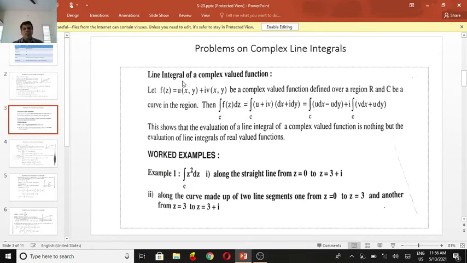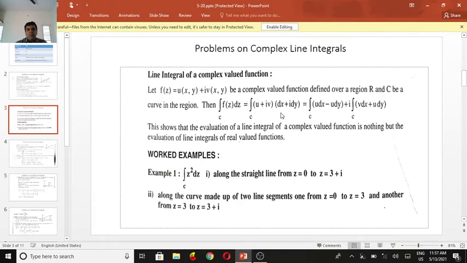Let f(z) = u(x,y) + i v(x,y) be a complex valued function defined over region R and C be a curve in the region. Then the integral over C of f(z) dz is equal to the integral over C of (u + iv)(dx + i dy). Substituting z as the complex number u + iv, dz becomes dx + i dy. So again I am separating real and imaginary parts.